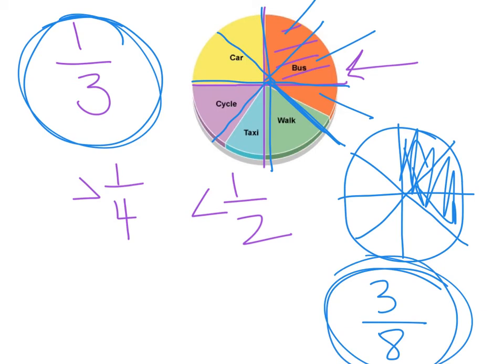into 8 equal pieces, the orange portion, the bus riders, take up about 3 of the 8 pieces. That would be another great way to explain it. Either of those would be acceptable. There are more answers than this you could have, but those are 2 possible answers.